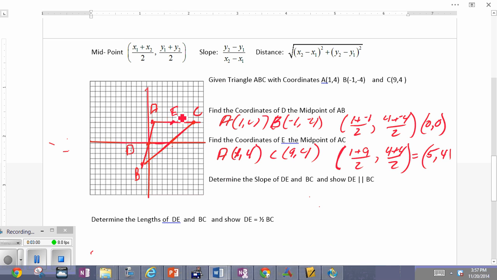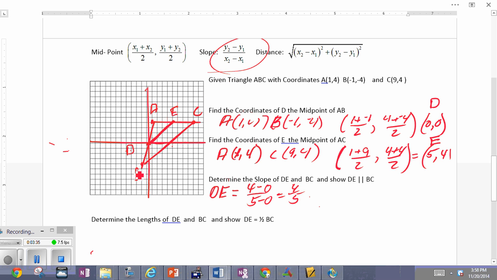Okay, so that's done. Now, here's the mid-segment DE. I want to find the slope of DE. The slope of DE is going to equal the difference of the y's between D and E. Here's my point D right here, and here's my point E, and here's my slope formula. So it's 4 minus 0 over 5 minus 0, which simplifies to 4/5.